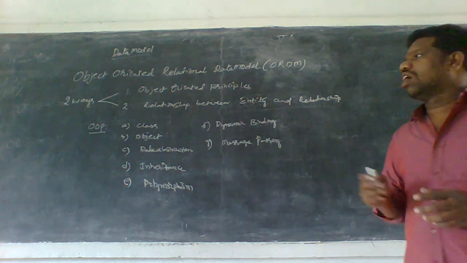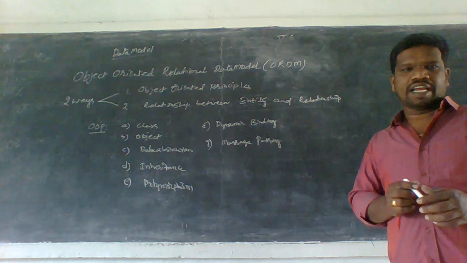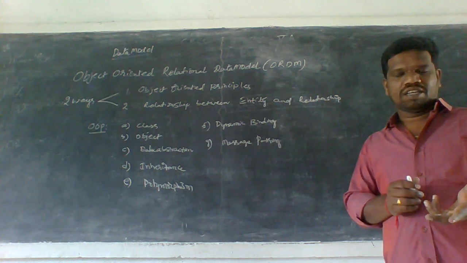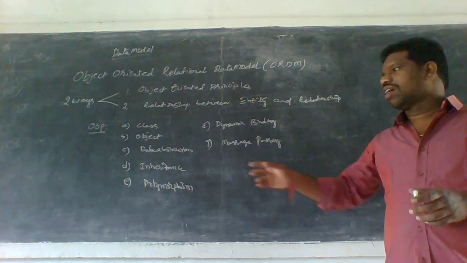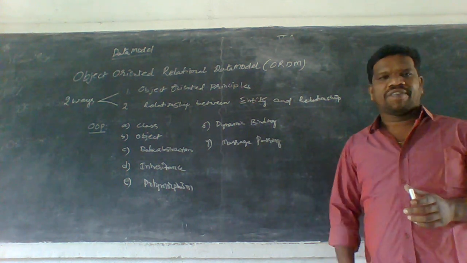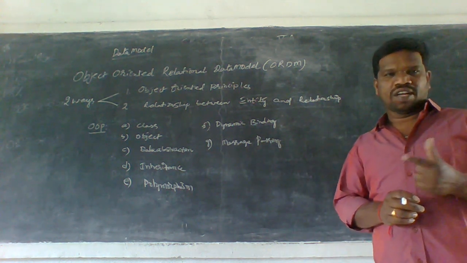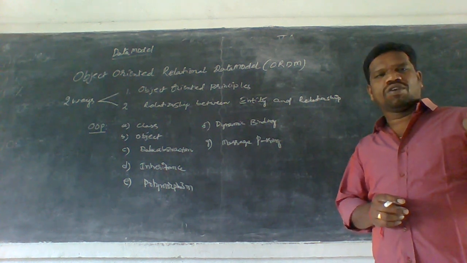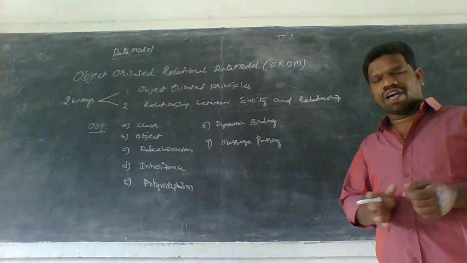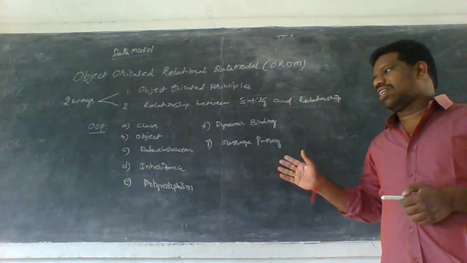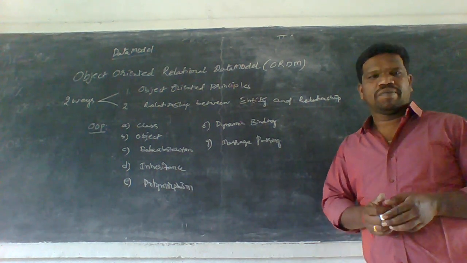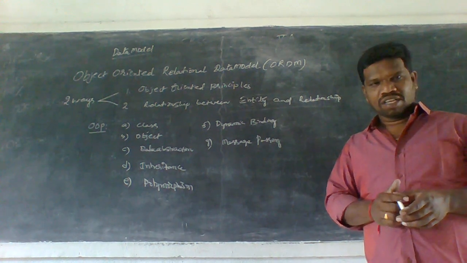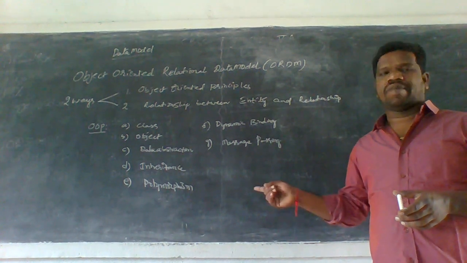So the third one is data abstraction. Data abstraction means hiding the data for security. Next, inheritance. Inheritance means acquiring the properties from a base class to a derived class, or from one class to another class, that is called inherited properties. Next, polymorphism. Polymorphism means many forms within a single name.